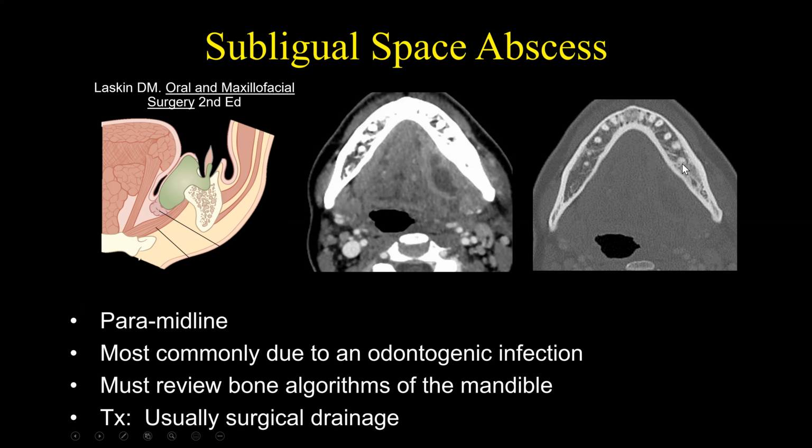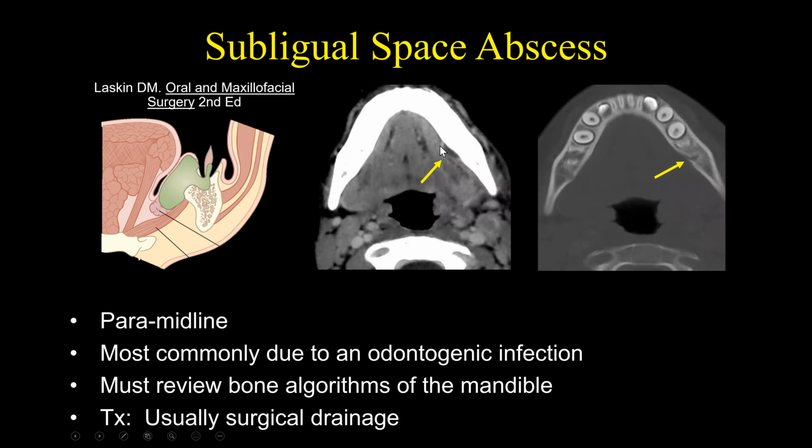And the common infection that's associated with chronic osteomyelitis is actinomycosis. So in this particular case, this chronic infection ended up extending into the sublingual space, giving you a sublingual space abscess. Another example here, a very subtle sublingual space abscess.